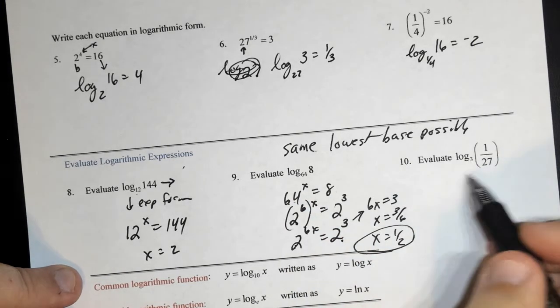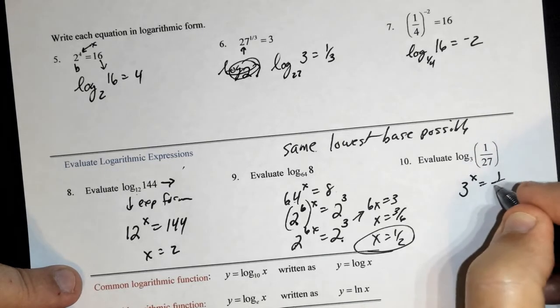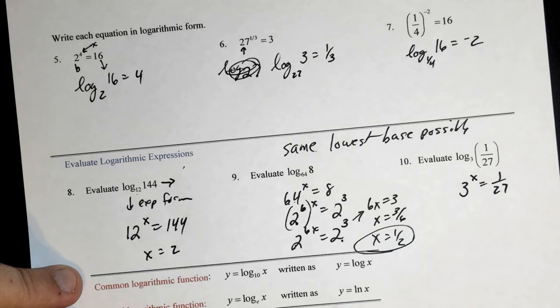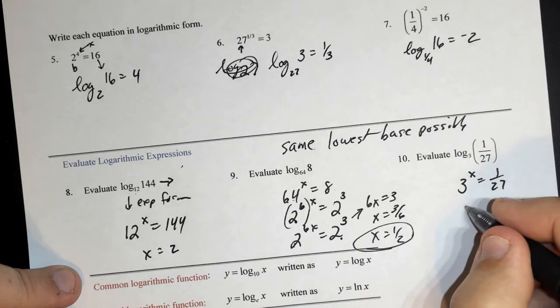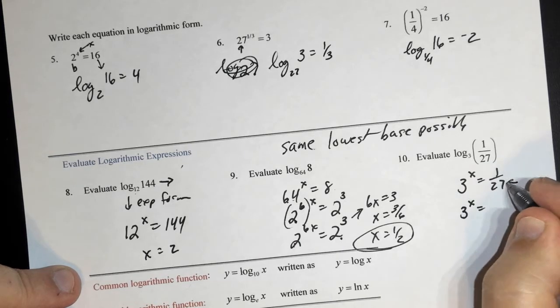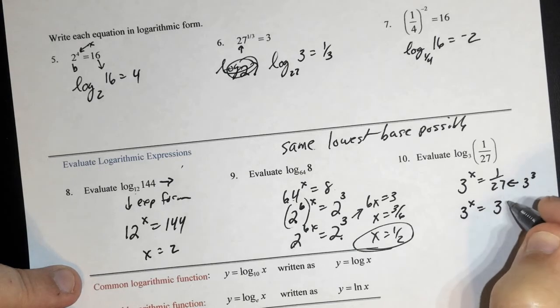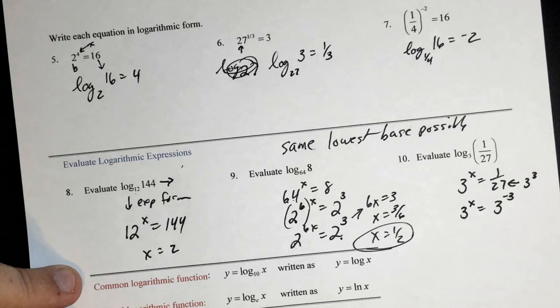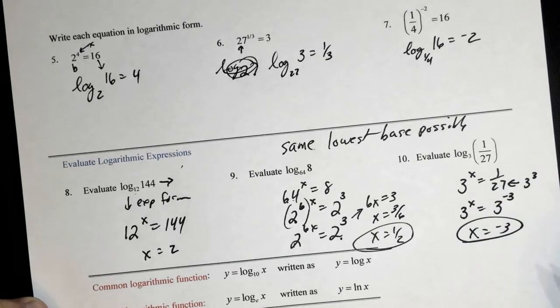Case in point, 3 to the x power is equal to 1 over 27. Because I have a fraction, there's a good chance my x value is going to be negative. 27 is 3 cubed, so would that be 3 to the negative 3, because it's from the bottom? So x here has to be negative 3.